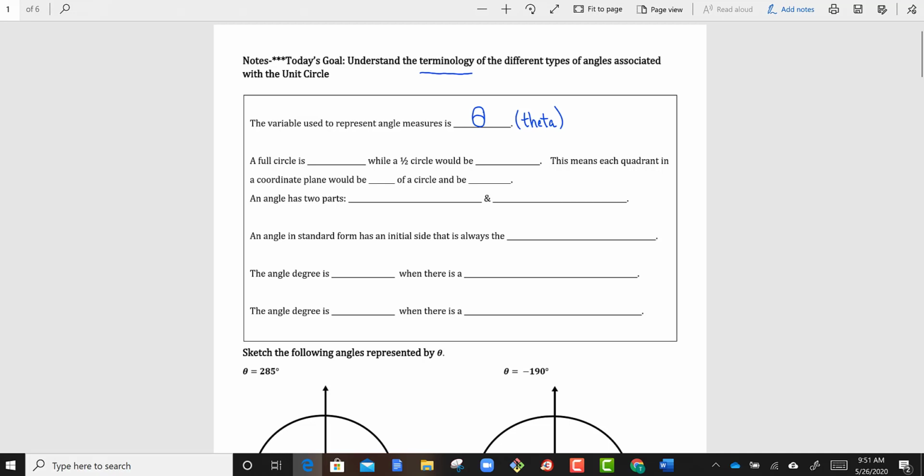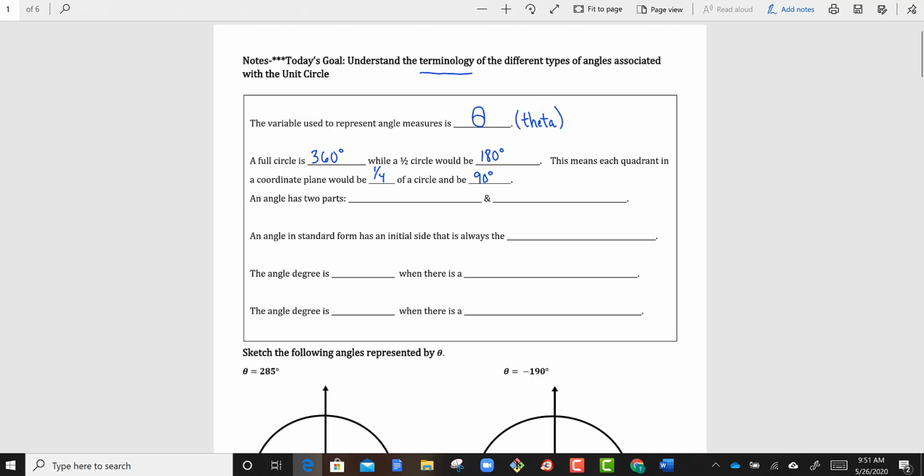So first off, the variable used to represent angle measures is theta. And that should be recognized from your days in geometry, but that's the variable we'll use instead of our standard variable of x. A full circle is, of course, 360 degrees, while a half circle would be 180. This means each quadrant in a coordinate plane would be 1/4 of the circle and represent 90 degrees.